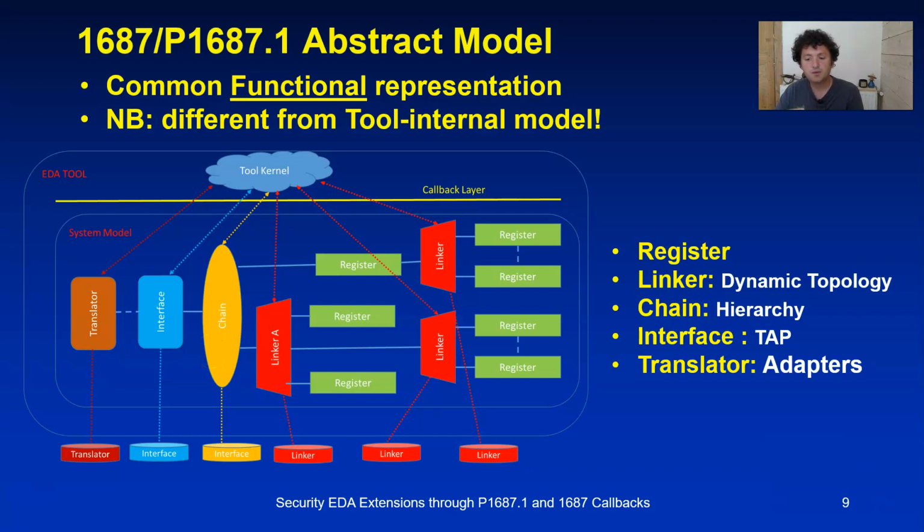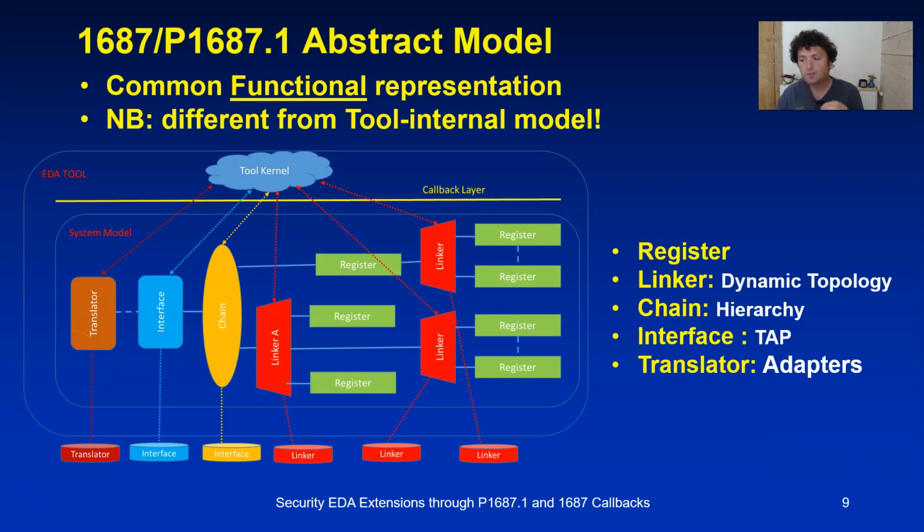Then the difference, the novelty of P1687.1 is the possibility of going outside of the TAP. So you will have some interface nodes that will be the access links that allow accessing the system under test, and then you can have one or more different adapters that will allow you to change this test access point.